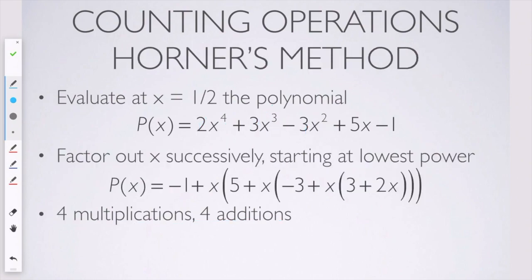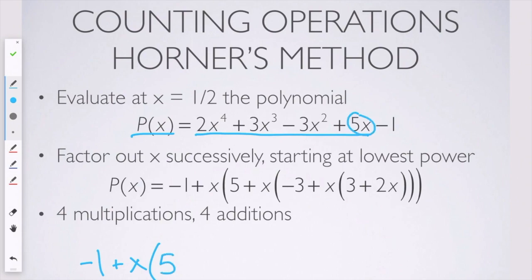Okay, finally, we have our third method. And our third method is called Horner's method, and here's how it works. We have the same polynomial as before, and we start off with the lowest degree term. Here it's -1, and it so happens that there's no x in it. Okay, but then we look at what's left, and everything else has a power of x, so we're going to factor it out. And the first term inside will have a 5, because we have 5x here.